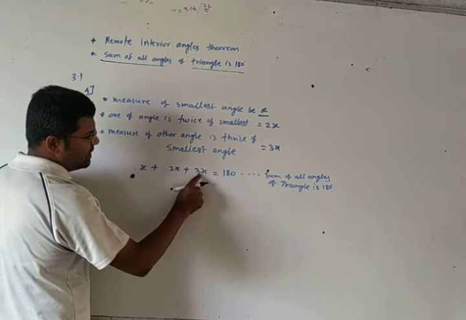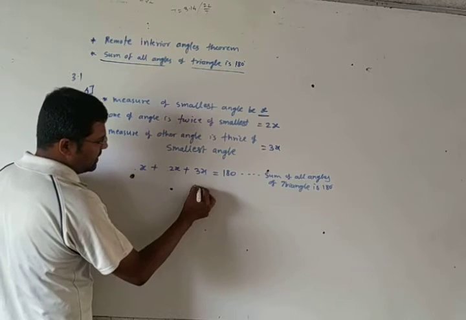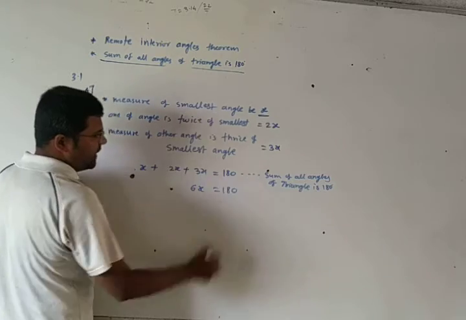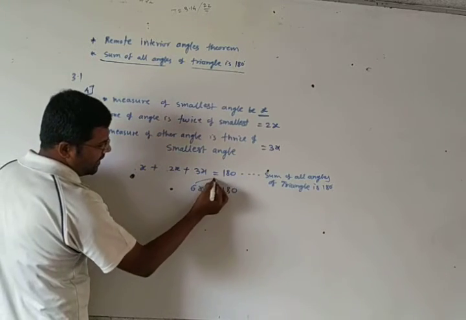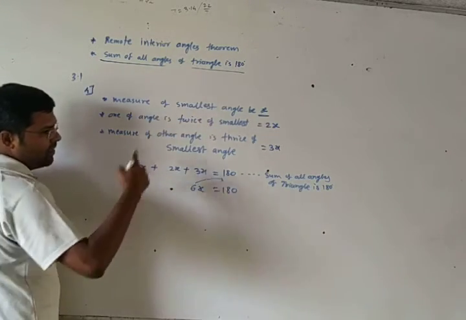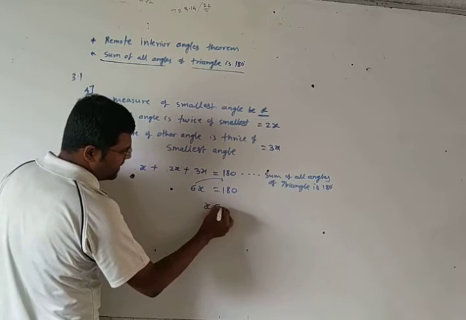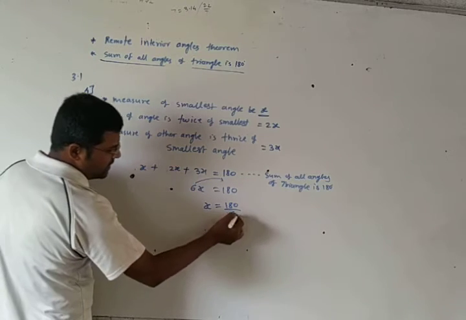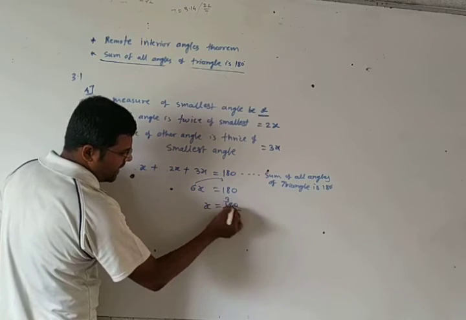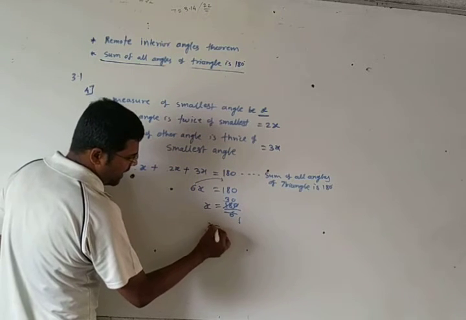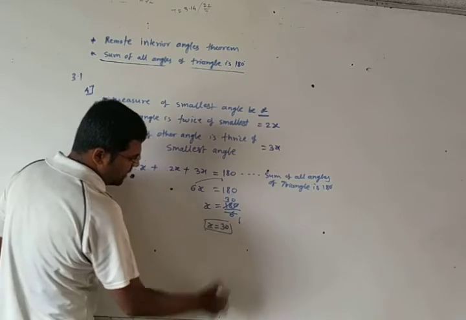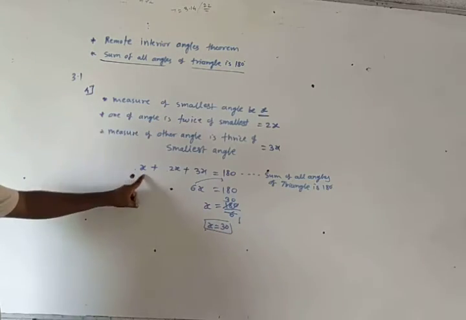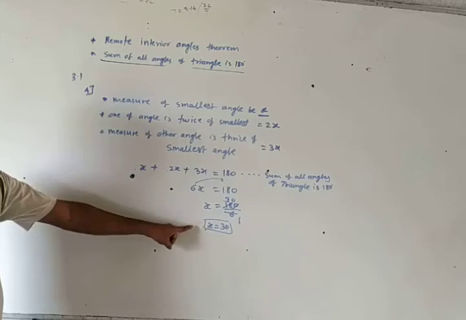Now, how many x are here? x plus 2x plus 3x is equal to 6x is equal to 180. Now 6 ला सांगा उडी मारा, मल्टिप्लिकेशन आहे, उडी मारली डिवीजन होणार, x is equal to 180 divided by 6. Okay, 6 1s are 6, 6 3s are 18, 6 0s are 0, x is equal to 30. x किती आहे ना 30. So first angle, the smallest angle is 30 degrees.